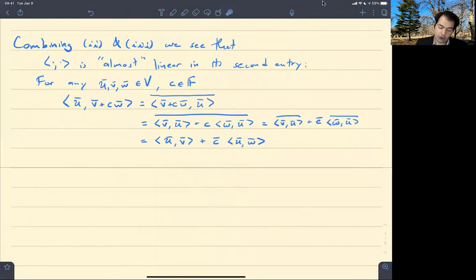Okay, so notice we started with this and we ended up with this. So it's almost what you would get if you were to have something linear in the second entry, except that the c gets pulled out as a c bar, right? So we say it's conjugate linear because the scalars get pulled out with a conjugate. Okay, so examples.